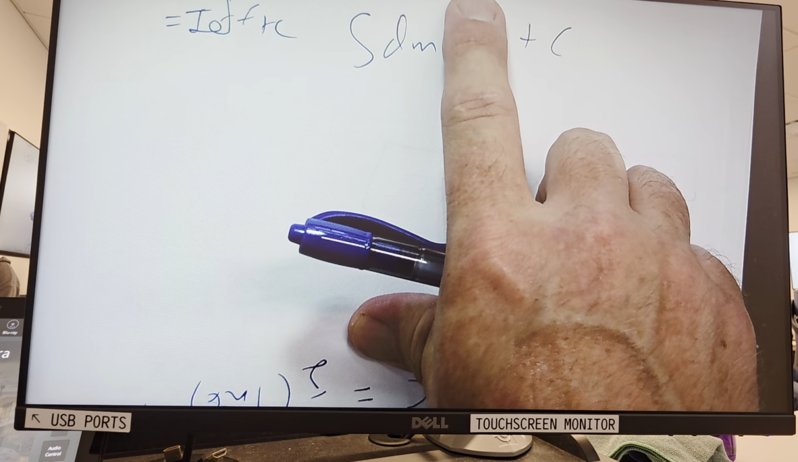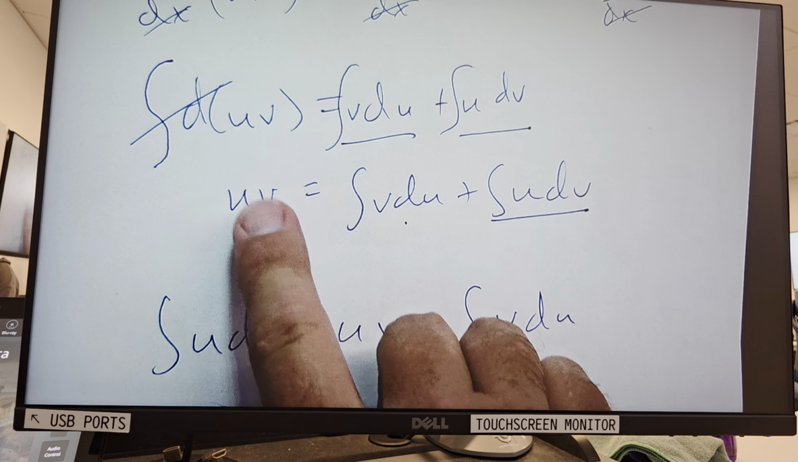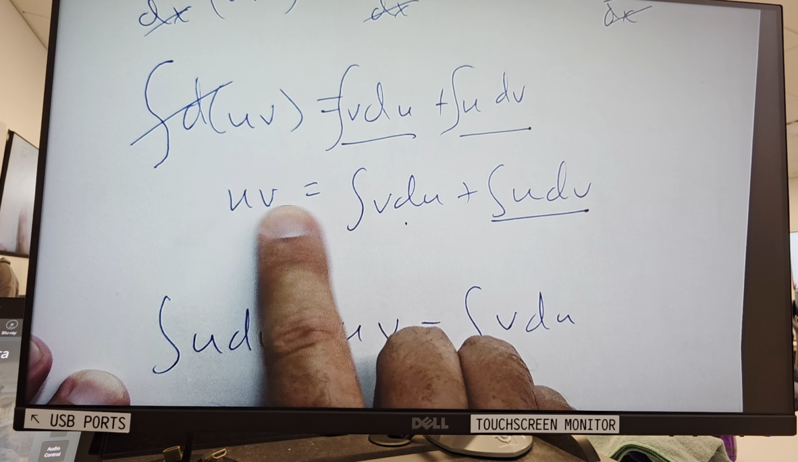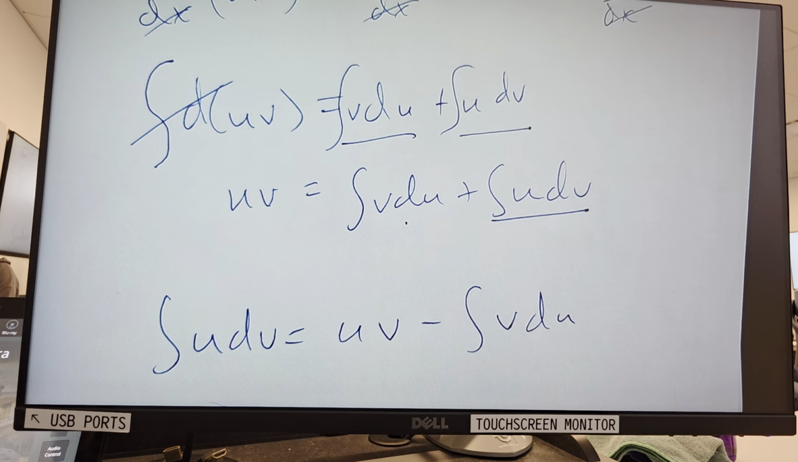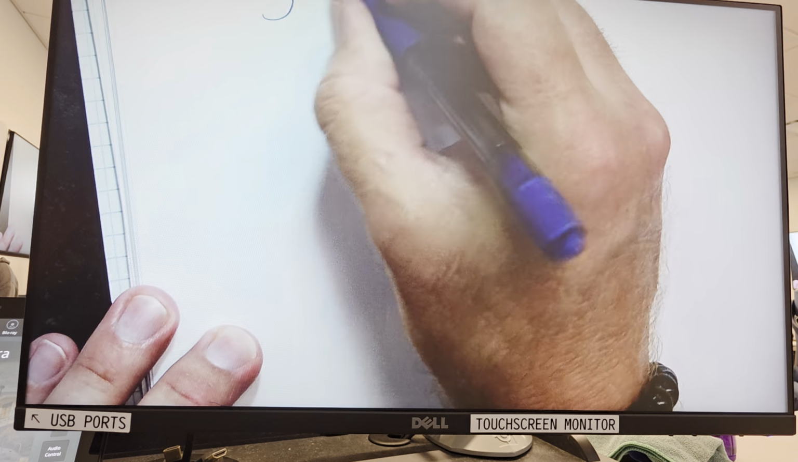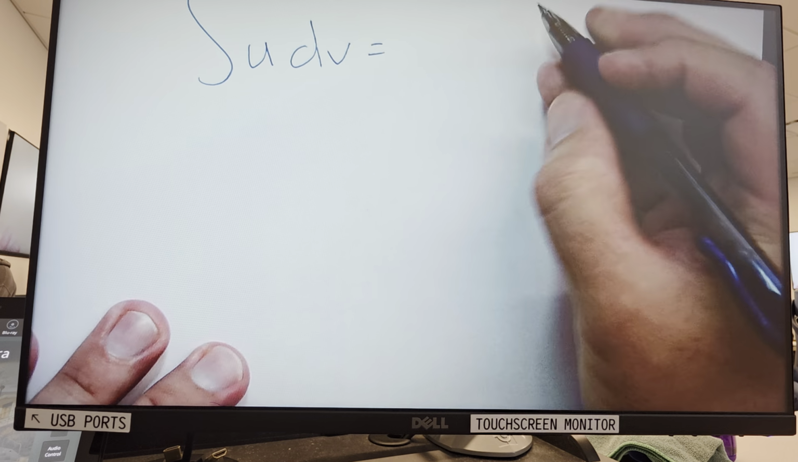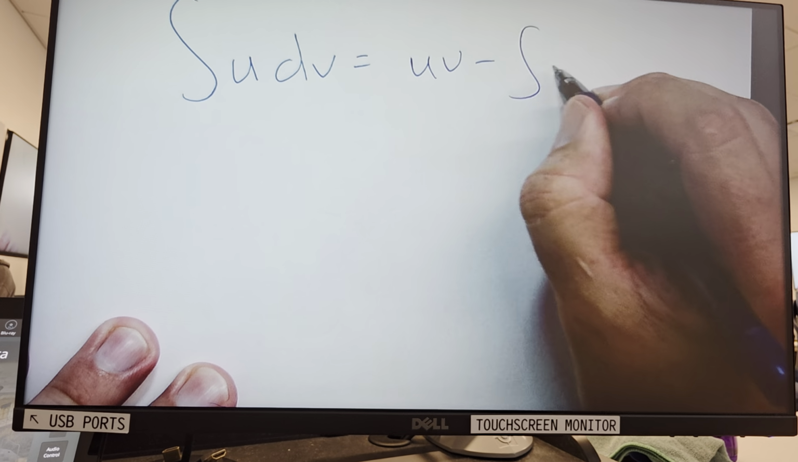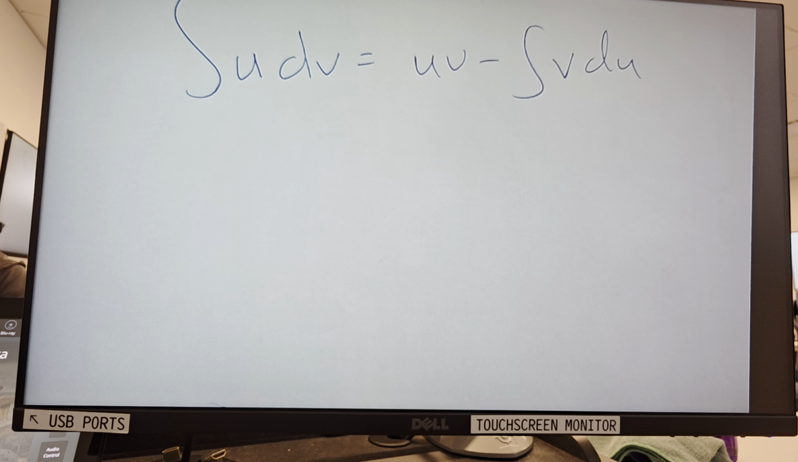Integral dx is x. Integral dm is m. Integral d Jeff is Jeff. So what's integral d this? This. And then I integrate both sides, of course, because whatever I do to one side, I have to do to the other one. So let me write our result up here. We got this. The integral of u times dv is uv minus the integral of v du. Great, Jeff.